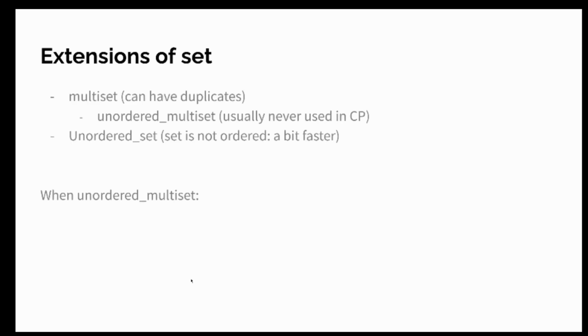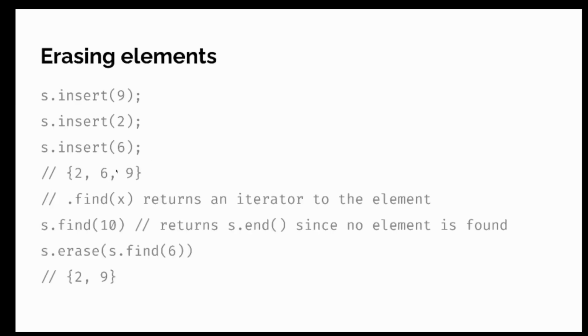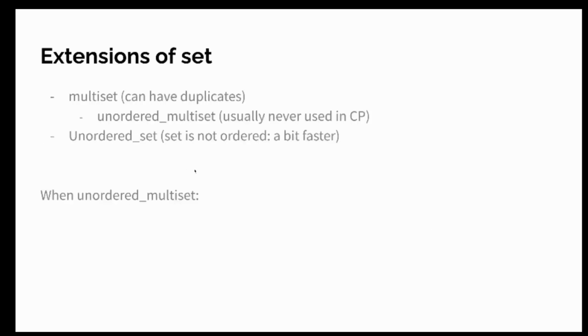Okay, extensions, multi-set. So a multi-set can have duplicates. There's also an unordered multi-set, but we usually never use it. And then an unordered set. So an unordered set is just like a normal set, but when you insert an element, it won't sort it for you. So if you insert 3, 1, 2, it'll just be 3, 1, and 2 inside the set, if it were inside the unordered set. If it was a normal set, it would automatically sort it to be 1, 2, and 3.